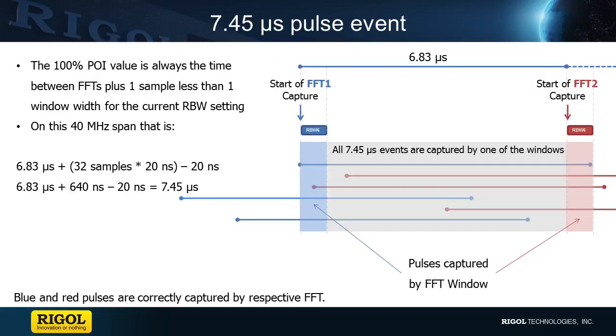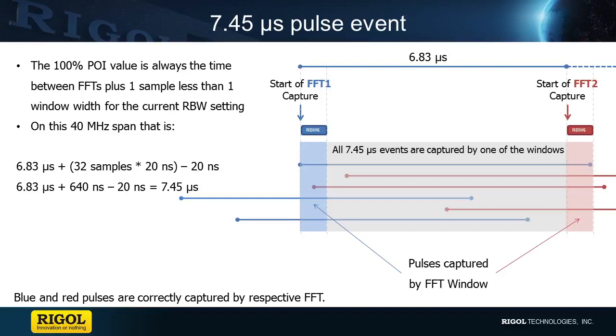Now let's look at the 7.45 microsecond event. This is actually the POI value. And that's because the POI value is always the time between the FFTs plus one sample less than the window width for the current setting. On this 40 meg span, that's the 6.83 microsecond time between FFTs plus the 640 nanosecond window minus 20 nanoseconds. So that's 7.45 microseconds.